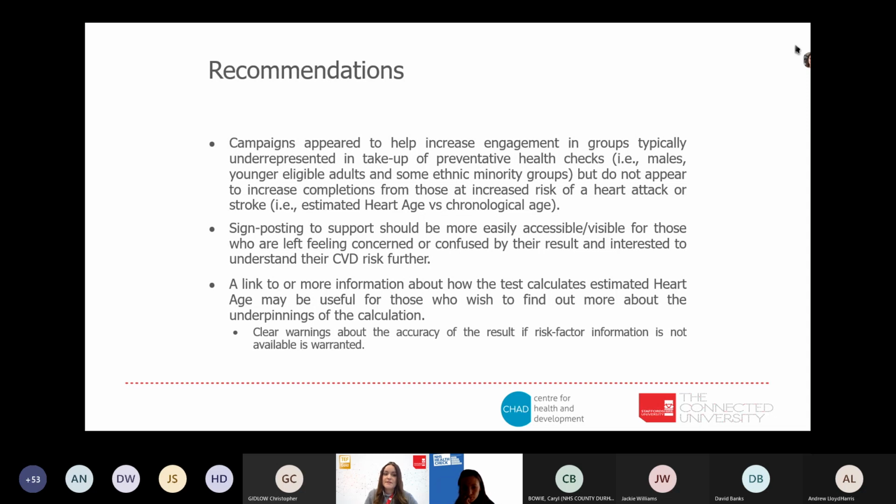Signposting to support should be more easily accessible or visible for those who are left feeling concerned or confused by their result and interested to understand their CVD risk further. And a link to more information about how the test calculates estimated heart age may be useful for those who wish to find out more about the underpinnings of the calculation. And clear warnings about the accuracy of the result if risk factor information is not available, as warranted.